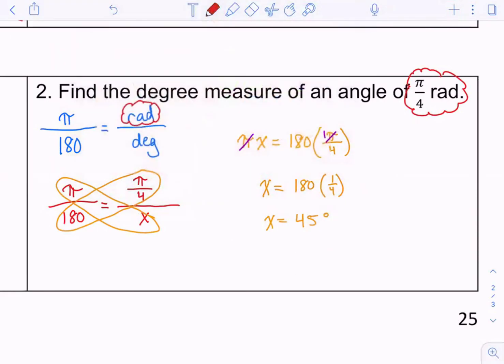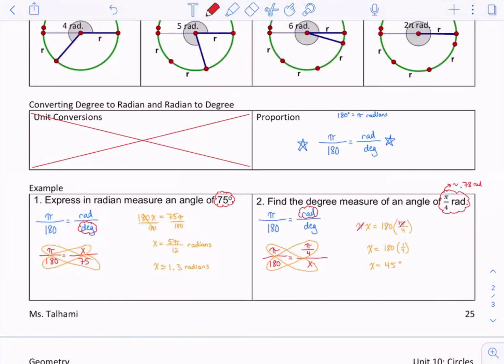Now, how am I going to check if that's correct? I go back up here and I say, well, this was approximately how much? Pi over 4 is approximately 0.78 radians. So what that means, it's less than 1 whole. So less than 60 degrees, I did get that answer. I got 45 degrees. So it kind of makes sense. That's really how you're going to check your answer here. And that's how you convert from radian to degree and degree to radian.